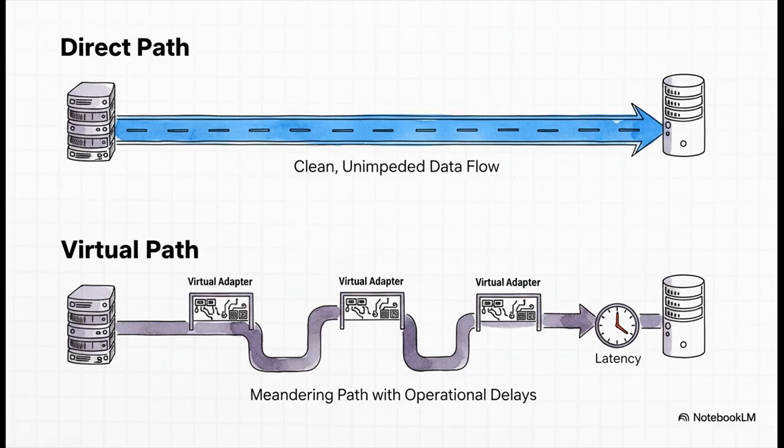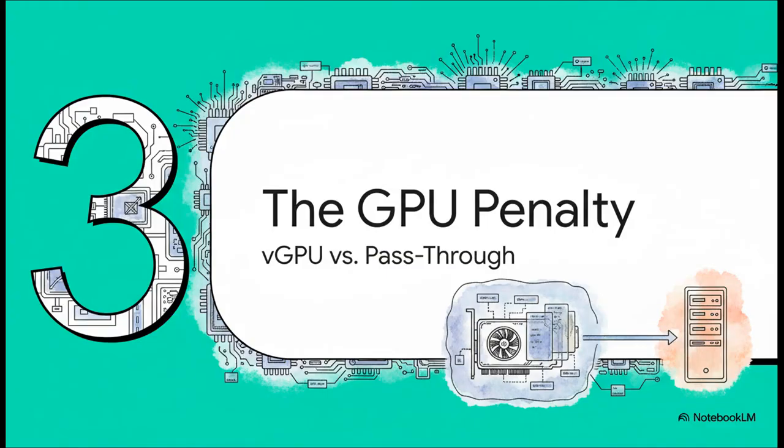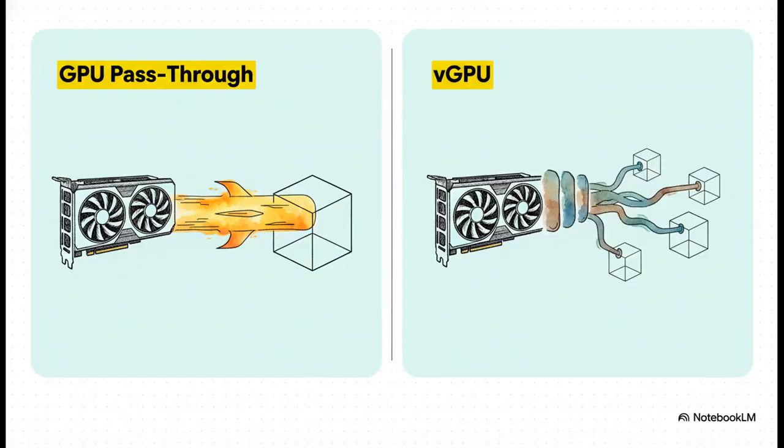For training jobs that are constantly reading data or saving checkpoints, those little bits of latency start to add up into real, measurable delays. Okay, that was the opening act. Now let's get to the main event, the GPU. For AI, this is where your virtualization choices have the absolute biggest impact. We're going to look at the two main ways to do it, vGPU, or virtual GPU, and GPU pass-through. Let's put them head to head.